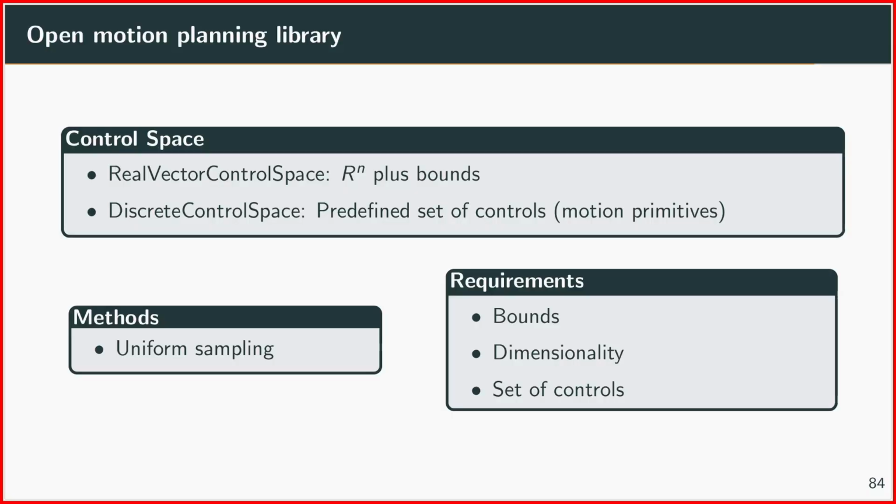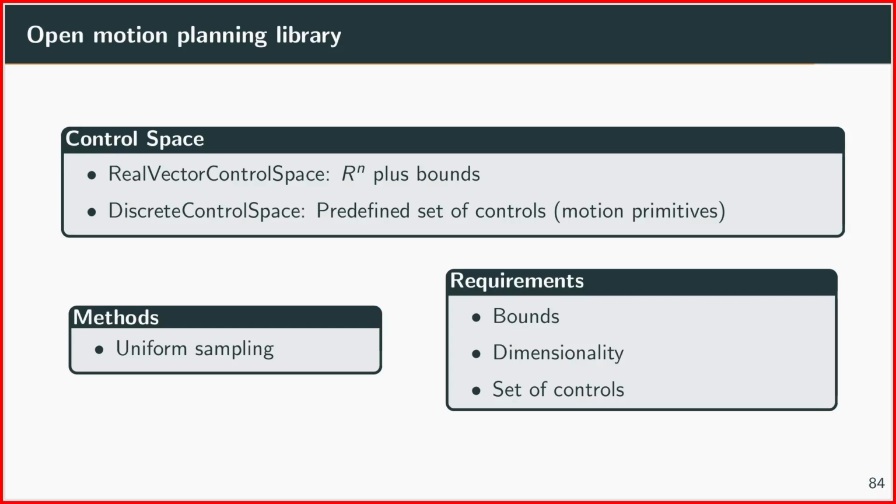For the control space, I think in OMPL there are only two control spaces implemented. One is the real vector control space, which is basically just R^n plus some bounds, nothing new. But then you also have a discrete control space, which is basically a space which has a predefined set of controls. One example would be motion primitives. For example, you are at a certain state and you have, I don't know, 20 motion primitives which you can execute. This discrete control space would give you a way to implement this.